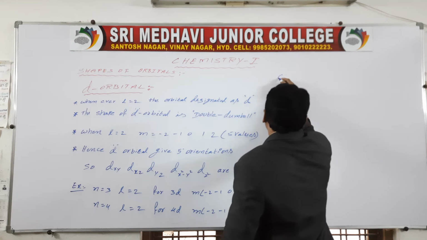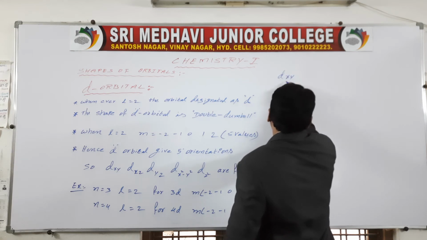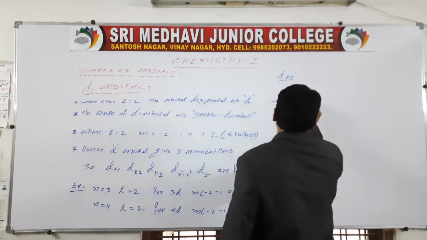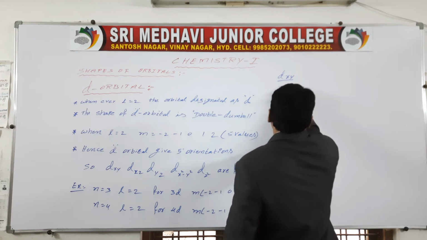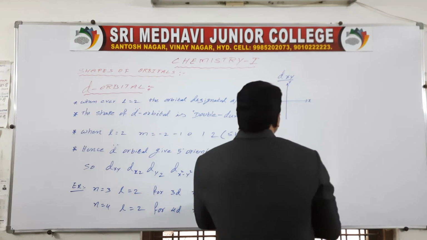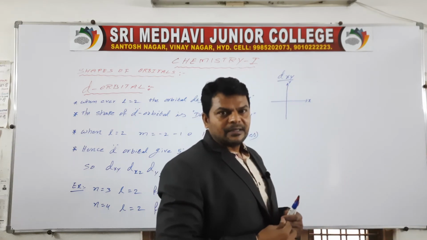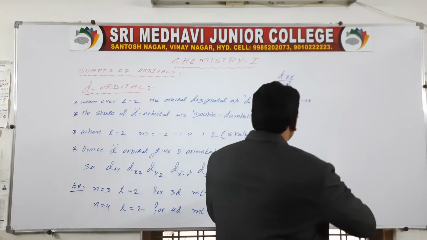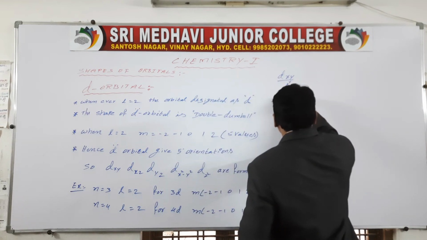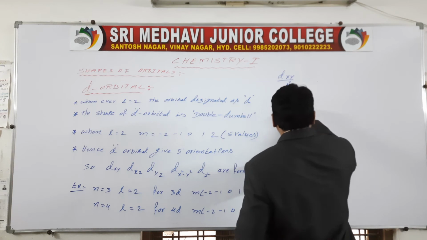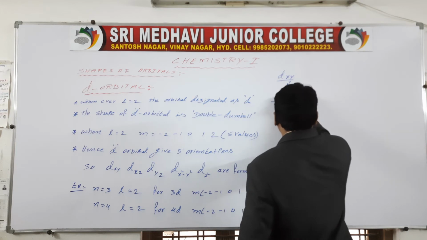Now first dxy. There is an x axis, and a y axis. Now it has 4 lobes on either side of the nucleus. Okay, I am going to show: one lobe, one more lobe, one more lobe, one more lobe. These are electrons.